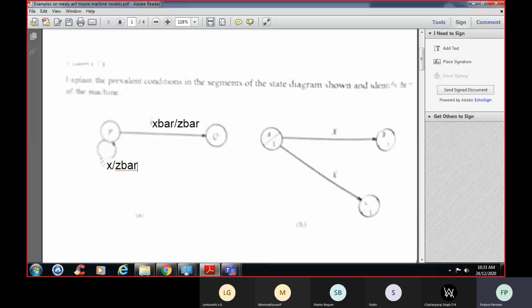And when input is 1, it remains in the same state and the output is 0. Okay, so when input is 0, that is X bar means it is 0. When input is 0, it moves to the next state, that is Q, and the output you will be getting is 0. So now you will be writing Q plus is equal to, that is next state, it is a function of input as well as the present state. Okay, the next state is a function of input as well as the present state. Hence, it is a Mealy machine.